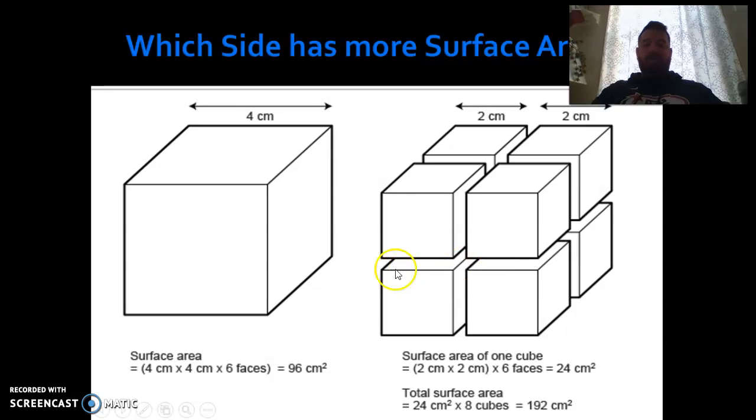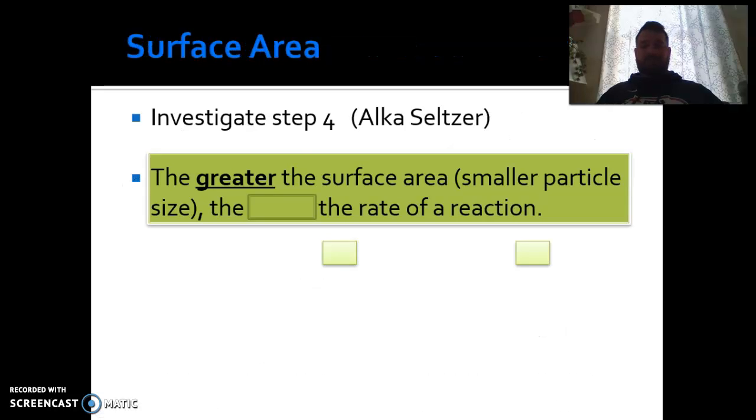Okay, so our surface area for the first one would be about 96 centimeters squared, while the total surface area, if we just chop it into 8 pieces, more than doubles. It's 192 centimeters squared. Okay, so again, the greater the surface area, the smaller the particle size, the faster the rate of the reaction is going to be.